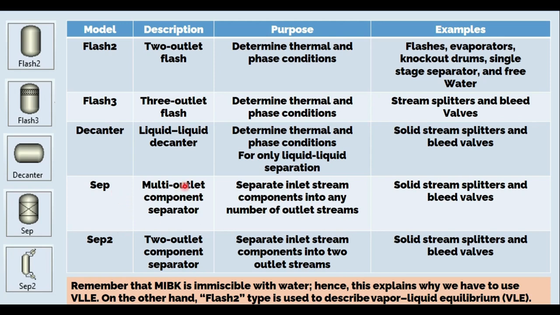So SEP is the multi outlet component separator, like here we get more than 2 outlets, while in the SEP2 only 2 outlet component separators are required. So remember that MIBK is immiscible with water, hence this explains why we have to use vapor liquid liquid equilibrium. On the other hand, flash 2 type is used to describe vapor liquid equilibrium. So I am using the flash 3 for separating the acetone from water.